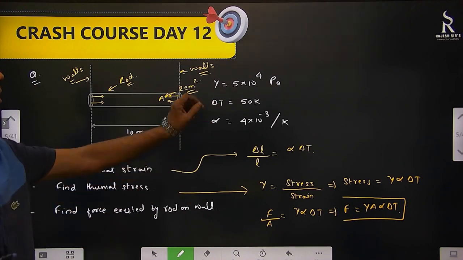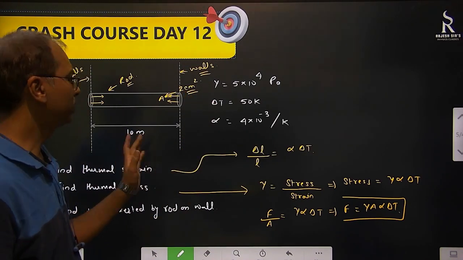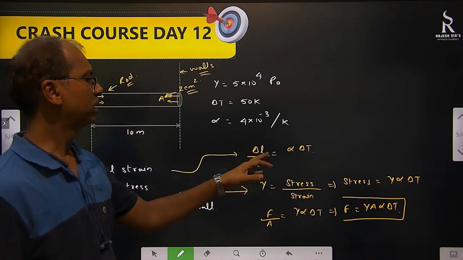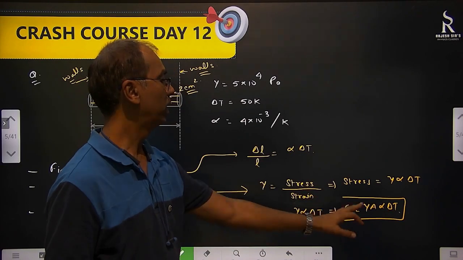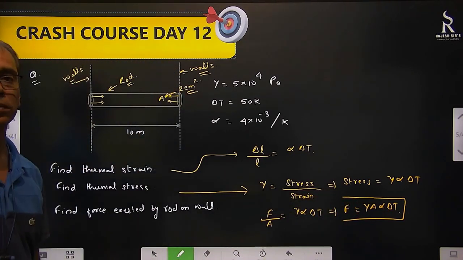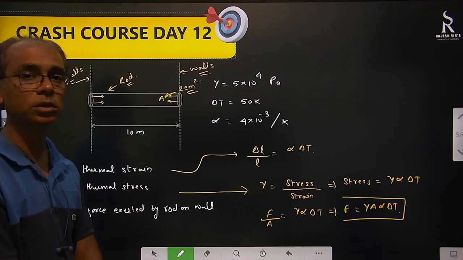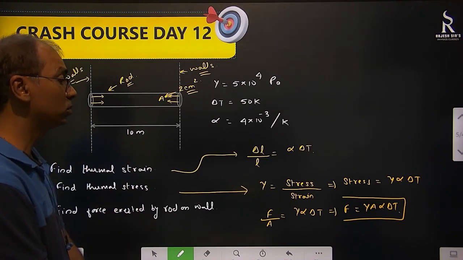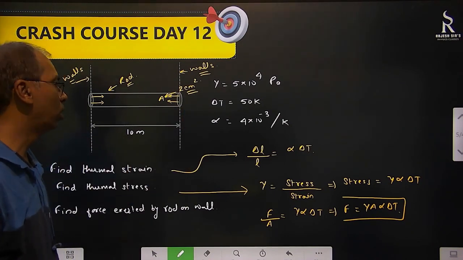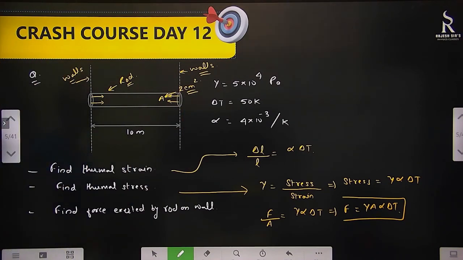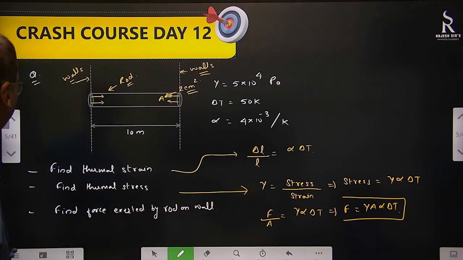Okay, so Y is given, area is given, length is given, whatever. Here, length in fact is not required. Nowhere it is required. This is alpha delta T only, this is Y alpha delta T, and this is Y A alpha delta T. So this is the concept related to thermal stress, thermal strain, and restoration force. That is actually the force exerted by wall on the rod, or rod on the wall or wall on the rod, both are same. All right.